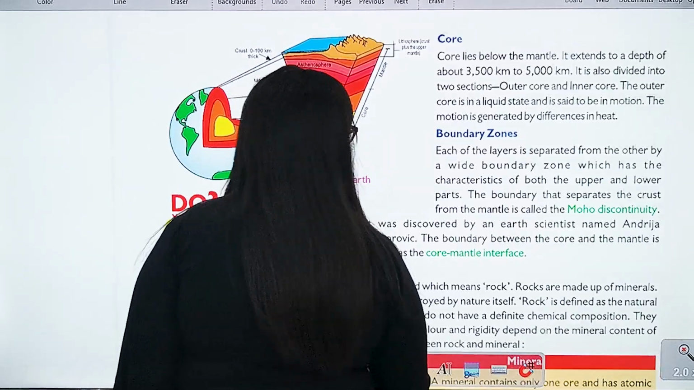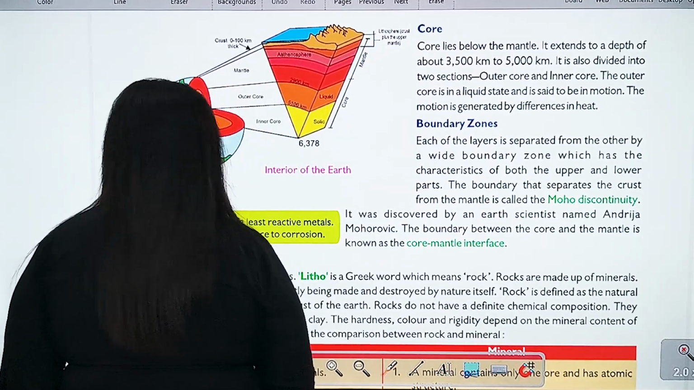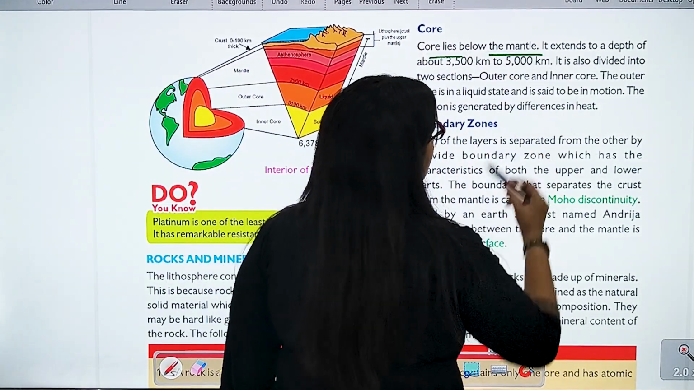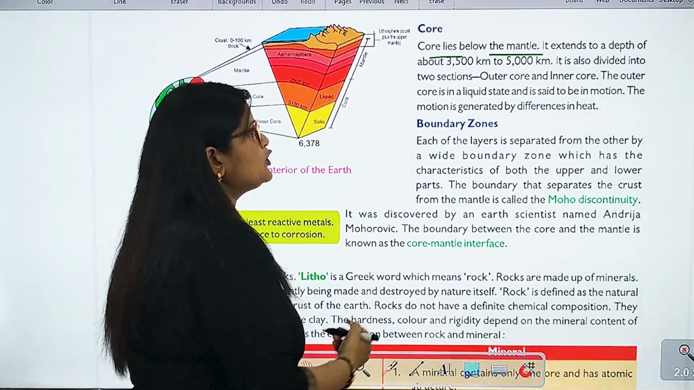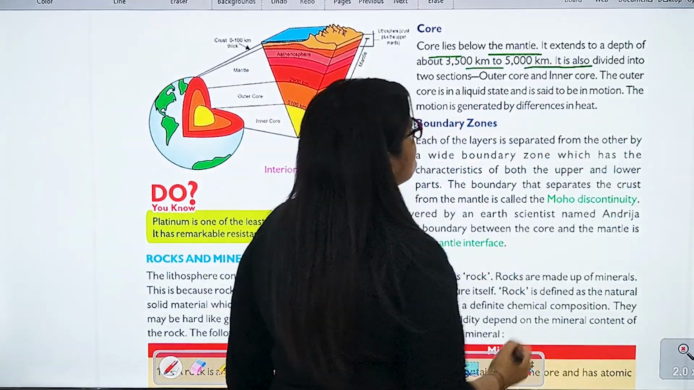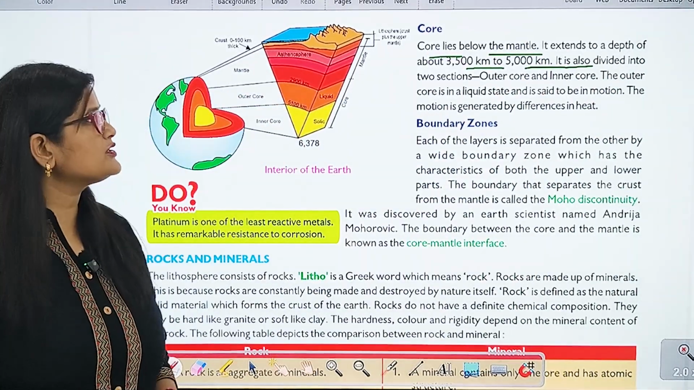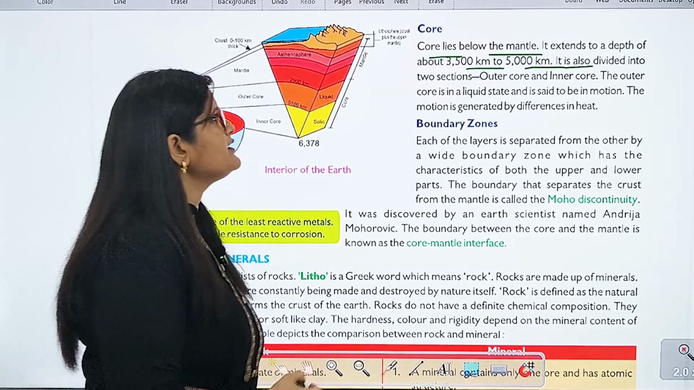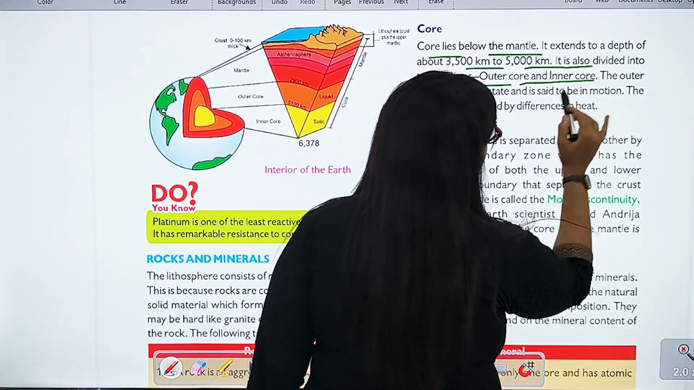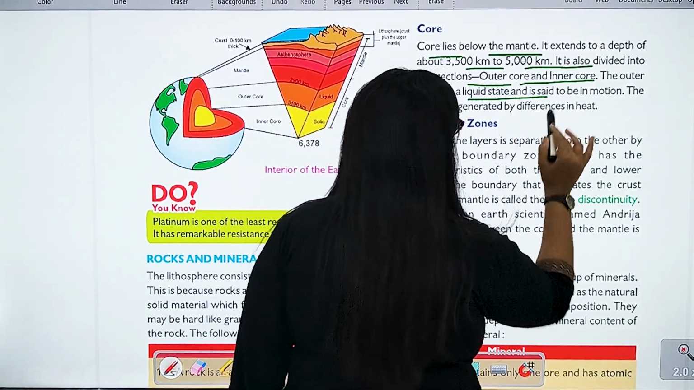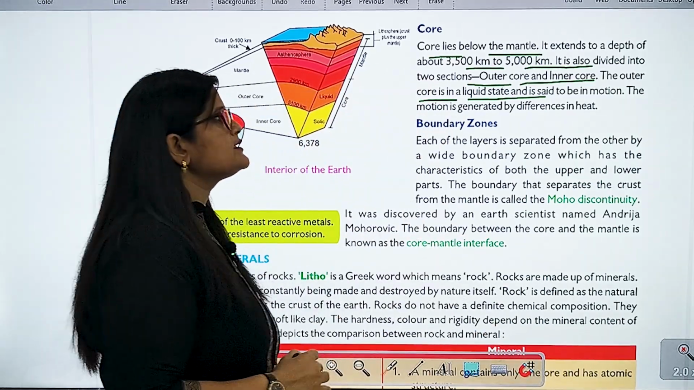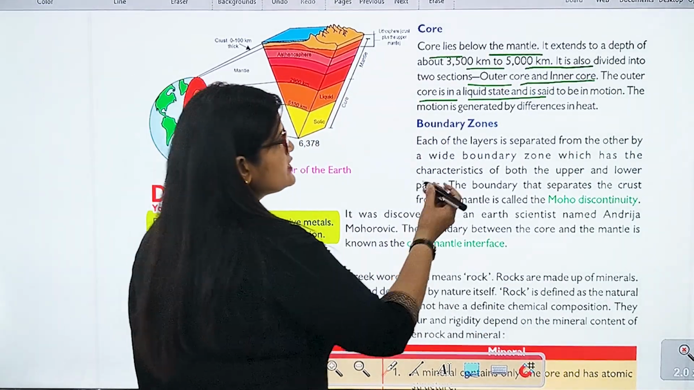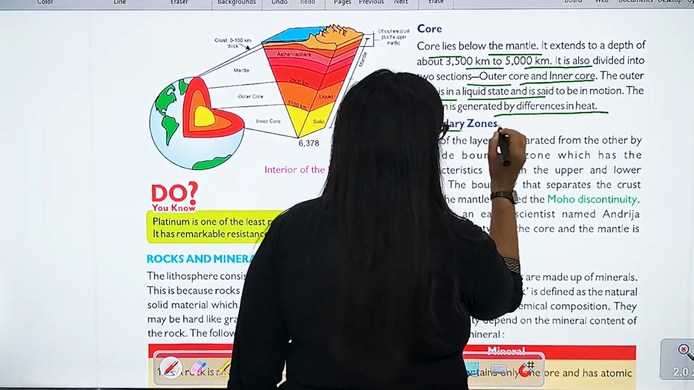नेक्स्ट टॉपिक आता है हमारा कोर. Core lies below the mantle. It extends to a depth of about 3,500 km to 5,000 km. It is also divided into 2 sections, outer core and inner core. The outer core is in a liquid state and is said to be in motion. The motion is generated by differences in heat.